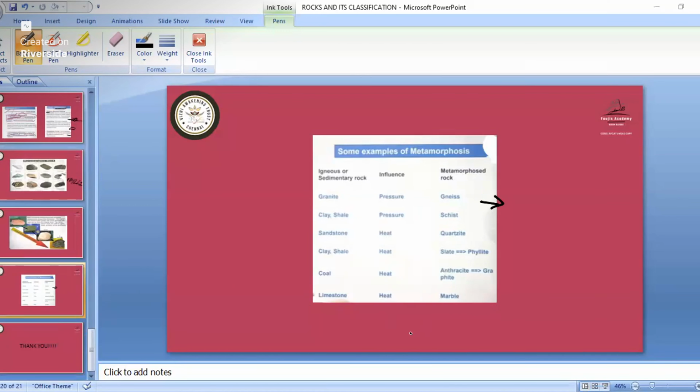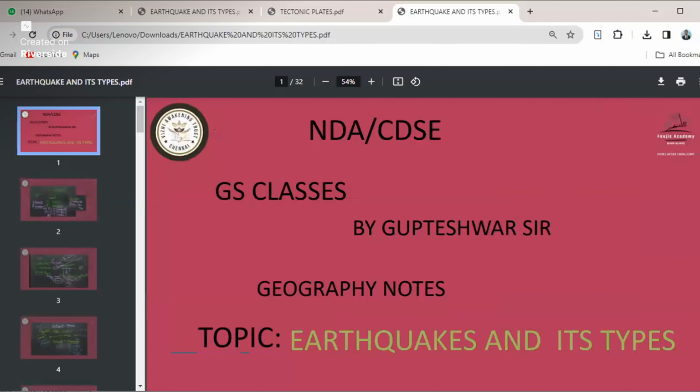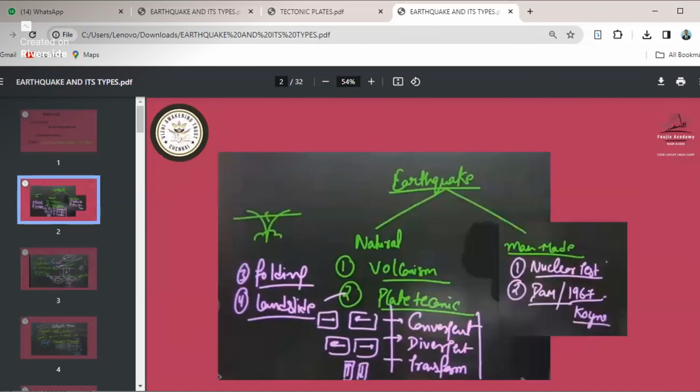If any doubt in rocks, you can ask me. Sir, can you explain the isostatic equilibrium once? Okay, see what is happening. Are you all able to see the new slides? Yes, sir. Okay, see. Now we'll take some parts of our earth.